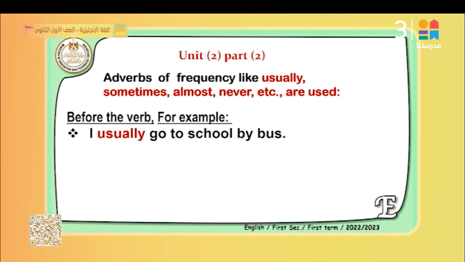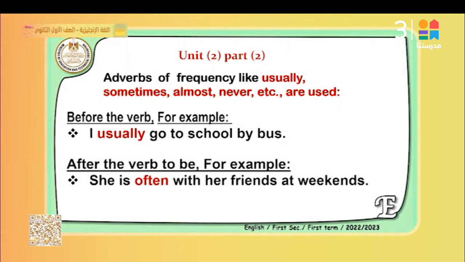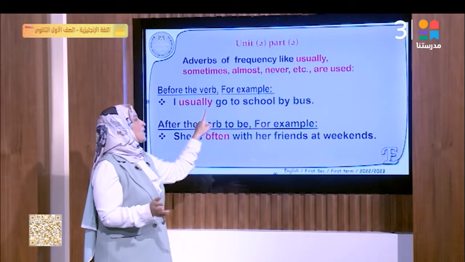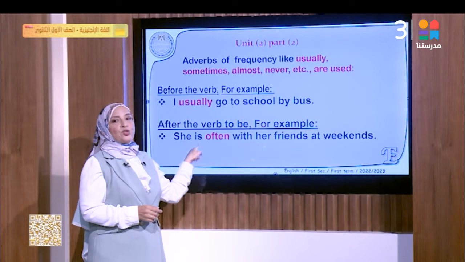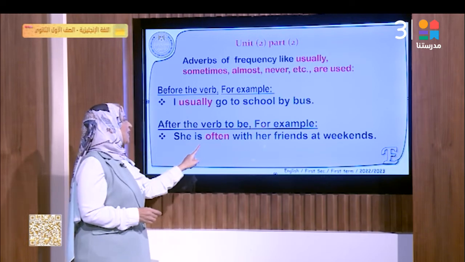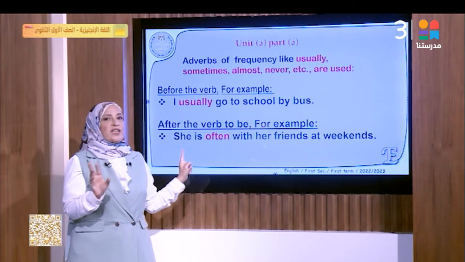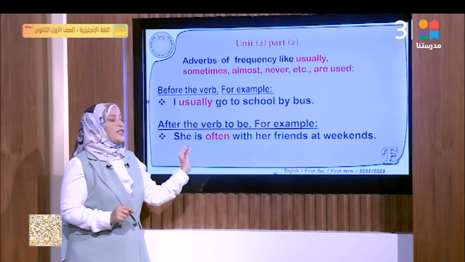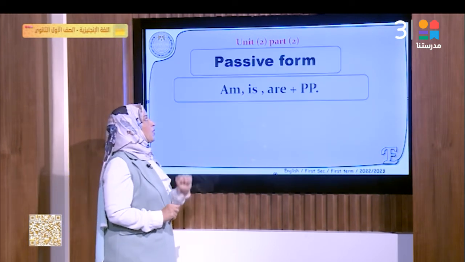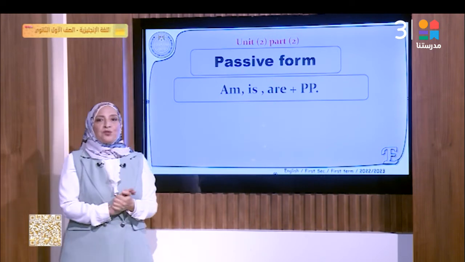What about verb to be? It comes after verb to be. So I say, she is often. You see, here verb to be comes first. She is often. So the adverbs of frequency, like usually, always, sometimes, come before the verb, but they come after verb to be. So we can't say he often is. We can't say it like that, he often is. This is wrong. We say he is often. Okay?